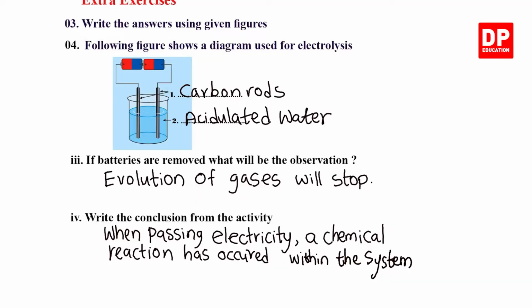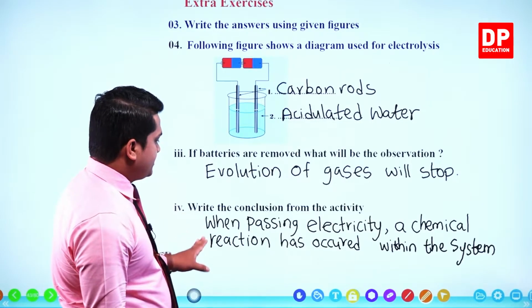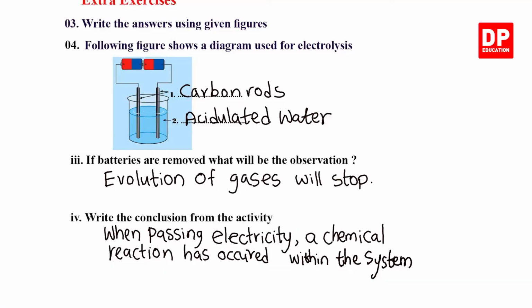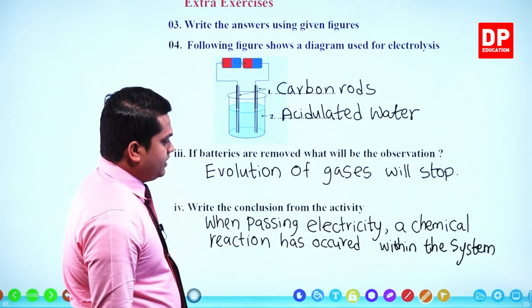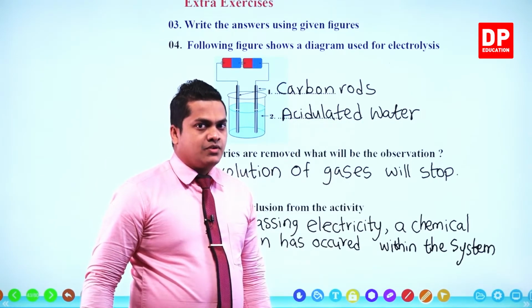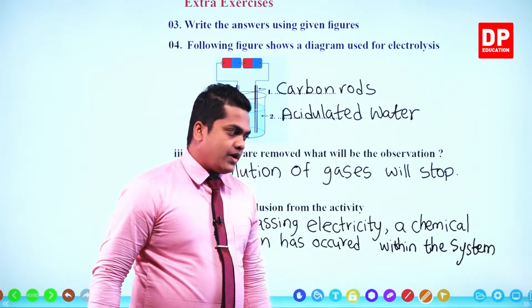Right. So my dear children, this is our final conclusion. When passing electricity, a chemical reaction has occurred within the system. That's why evolution of gas bubbles could be observed.